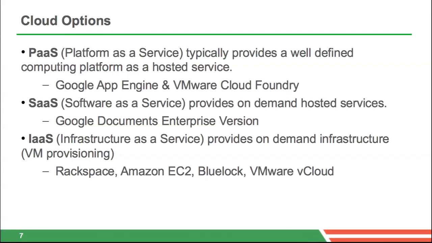And then SaaS is software as a service, so that's on-demand hosted services. They handle everything for you, and you can just sign up and register and not worry about anything. Google Documents Enterprise version is one example of this. And then the final one is infrastructure as a service, and that's basically provisioning on demand for VMs and your infrastructure. A couple examples of these are Rackspace, Amazon EC2, Bluelock, and VMware vCloud. And Bluelock actually runs vCloud behind the scenes.